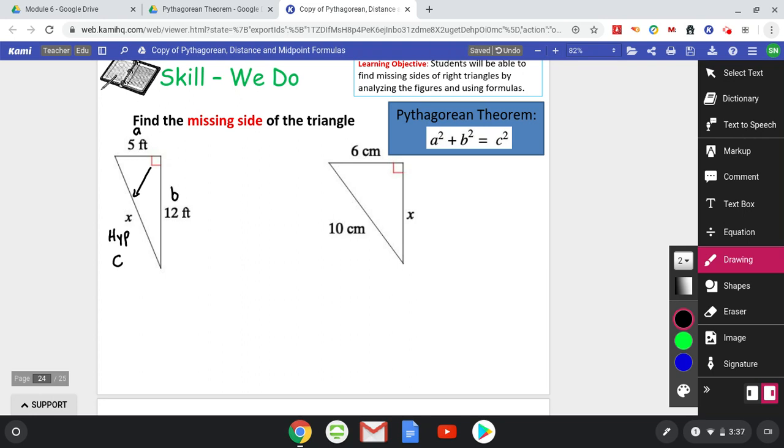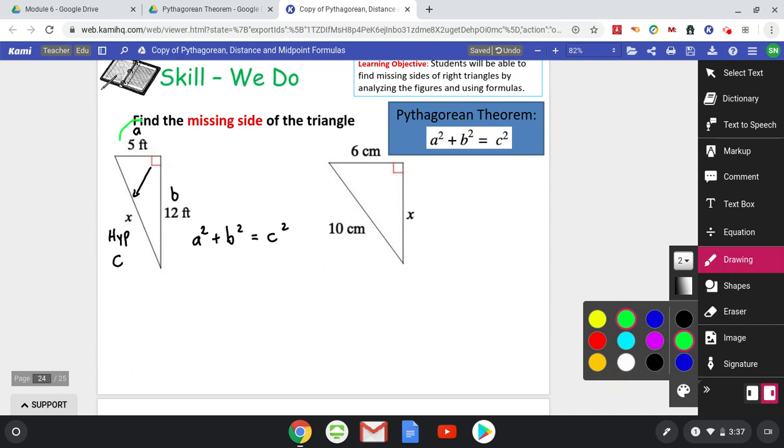So let's go ahead and solve the problem. We have the formula a squared plus b squared equals c squared. Let's substitute the numbers in. We have that a is 5, that means 5 squared, plus b is 12, that means 12 squared. We do not know what c is, but c is x in this case. So we have x squared.